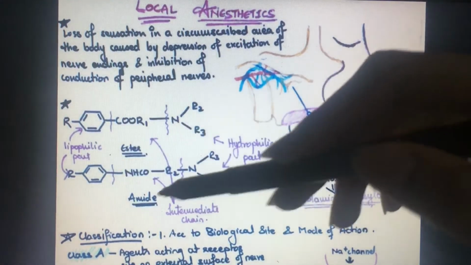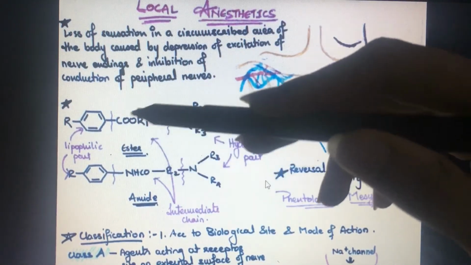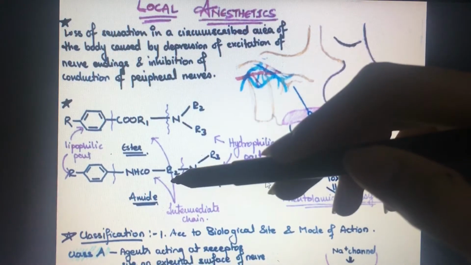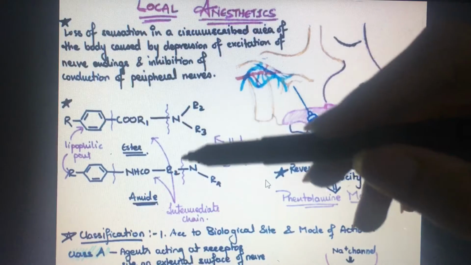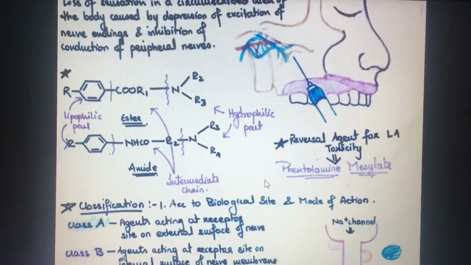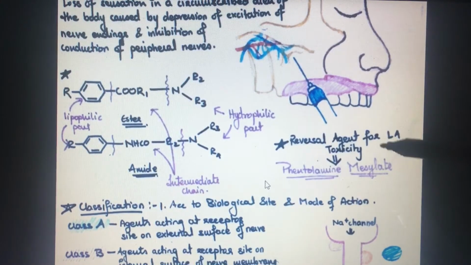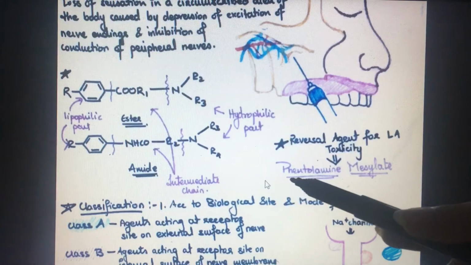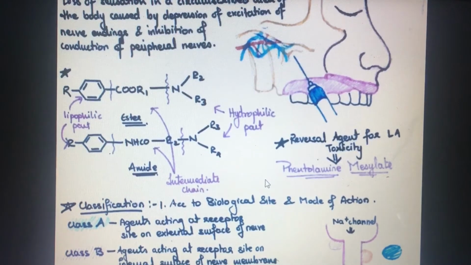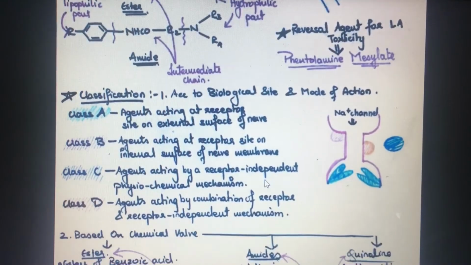Then the middle one is the intermediate chain part. So over here there is attachment of an ester linkage or an amide linkage, and accordingly we classify it. An important point to know about local anesthetics is that the reversal agent for the local anesthetic toxicity is phentolamine mesylate. Okay, then we come to the classification of local anesthesia.